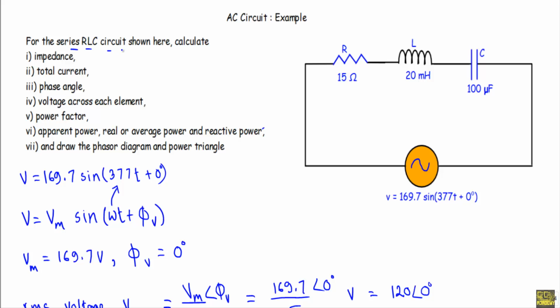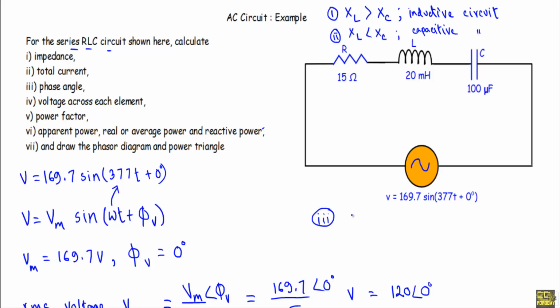This is a series RLC circuit. There could be three possible cases. In this circuit, the first case could be inductive reactance XL greater than capacitive reactance XC. In that case, the circuit will be an inductive circuit. Second, XL could be less than XC. In that case, the circuit will be a capacitive circuit. Third case could be inductive reactance XL equal to capacitive reactance XC. This is known as resonance condition of the RLC series circuit. In that case, the circuit will be a purely resistive circuit.